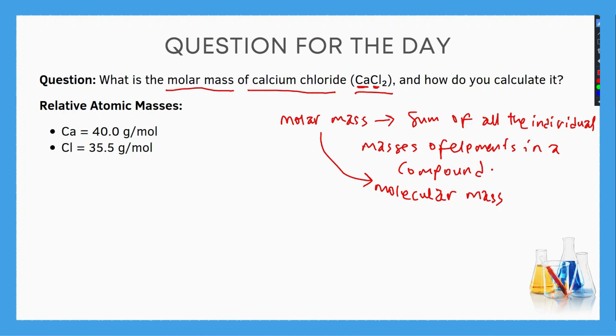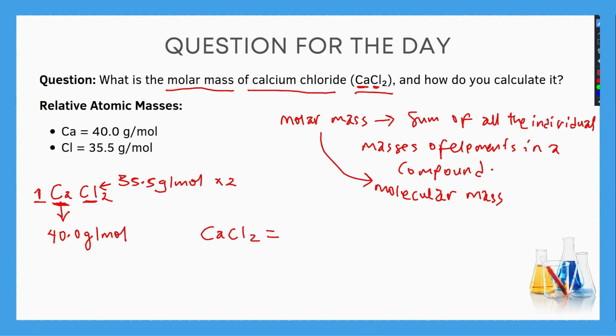So we have the molecular formula CaCl₂. So for the first element, which is Ca, we have its mass to be 40.0 grams per mole. And then we see from this formula CaCl₂ that it appears only once. And we have this other element Cl. Cl has the relative atomic mass of 35.5 grams per mole. And how many times does it appear? It appears 2 times.